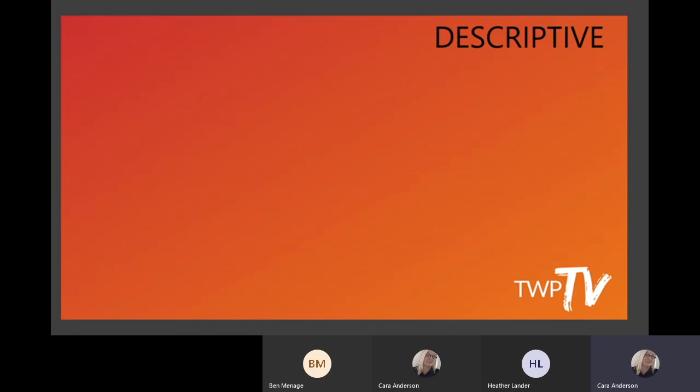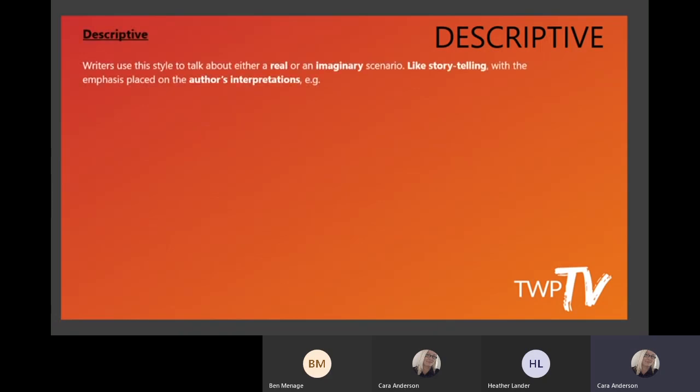Okay. So what we're going to do is look at those individual types of text that you might get, what they are and what their features are, and some examples really. So if you're going to have a descriptive text, the writers use this style to talk about either a real or imaginary scenario. So basically, if you're reading it and it's like a story, then it's more than likely descriptive.